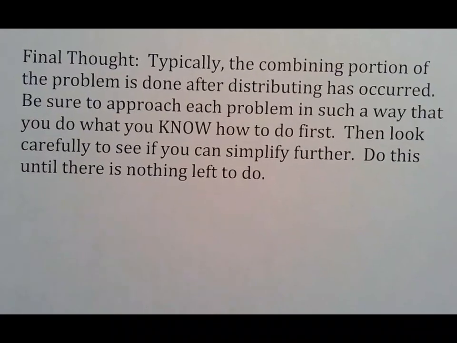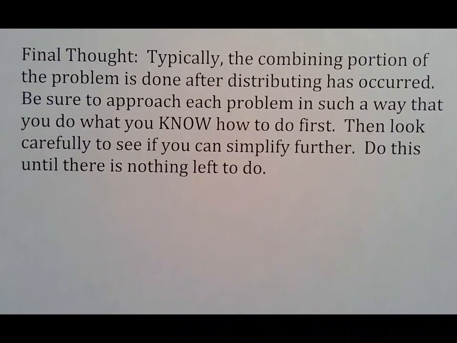Typically, the combining portion of a problem is done after distributing has occurred. Be sure to approach each problem in such a way that you do what you know how to do first. Then look carefully to see if you can simplify further. Do this until there is nothing left to do. Pretty much you just keep simplifying. Simplify is like all you're going to do in a lot of your problems, but again, simplify has 100 different faces. It could be different processes, but again, you must write things in the simplest form to get credit.